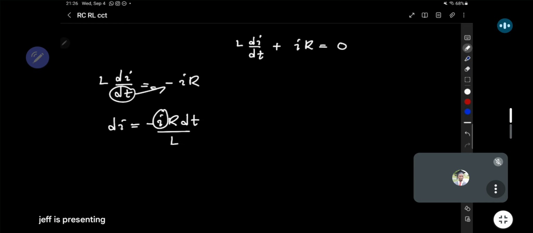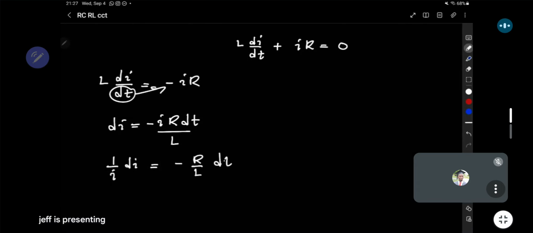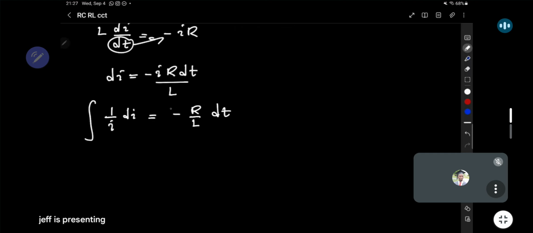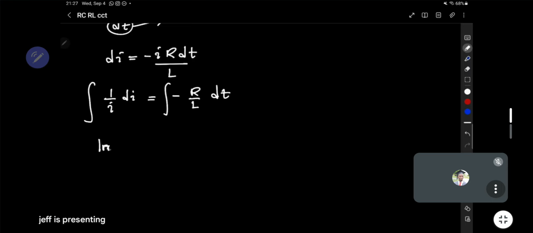Now you want I to join the di on the left side, so you divide both sides by I, so that now we have 1 over I di on the left, and negative R over L dt on the right. These are constants: one is the inductance, the other is the resistance of that resistor. At this point, you can integrate both sides. On the left side, you're going to have ln I. On the right side, integrating from time 0 to some unknown time t, since R and L are constants, the integral of dt will be t.